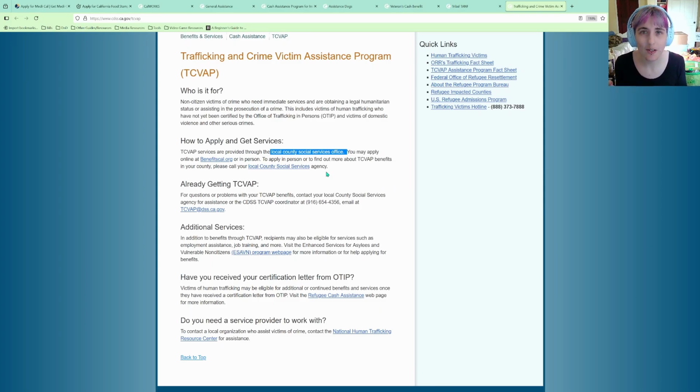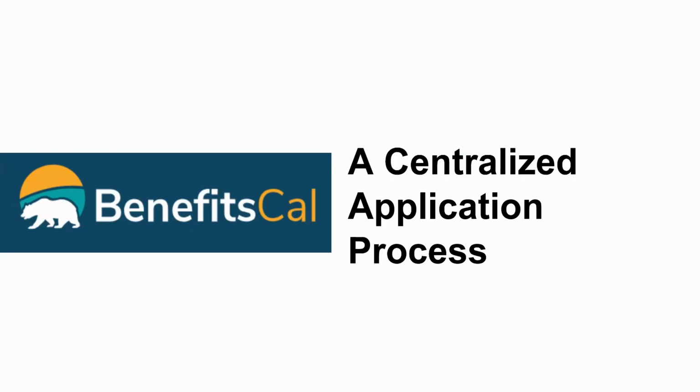to apply through BenefitsCal. Okay, we are looking at BenefitsCal, which is your centralized application process. BenefitsCal is new-ish, implemented in all counties in the past year, I think. Maybe it's been a couple years now.